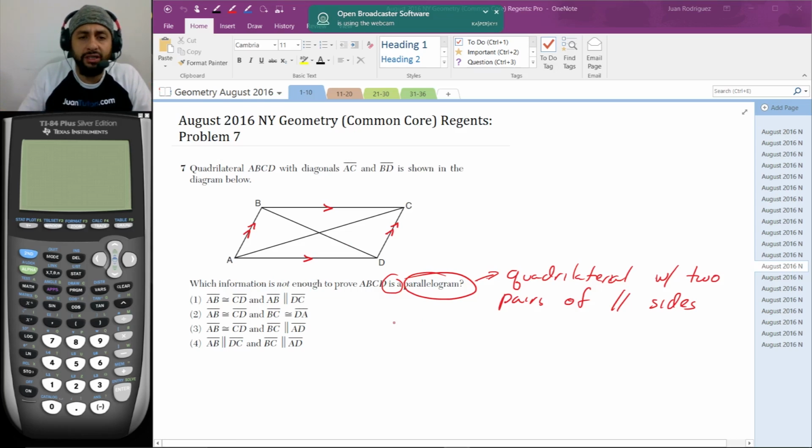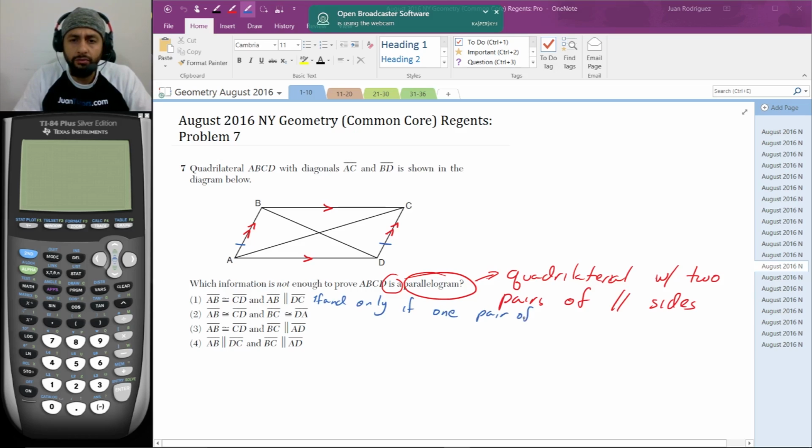So let's see if we have some of these here. Number 1 says that AB is congruent to CD, which, let's see, this is congruent to this, which is okay. And also AB is parallel to CD or DC. There is an equivalent statement that a quadrilateral is a parallelogram if and only if one pair of sides is both parallel and congruent. And in this case, one pair of sides is both parallel and congruent. So that is enough. We need not enough. So this is not the answer.